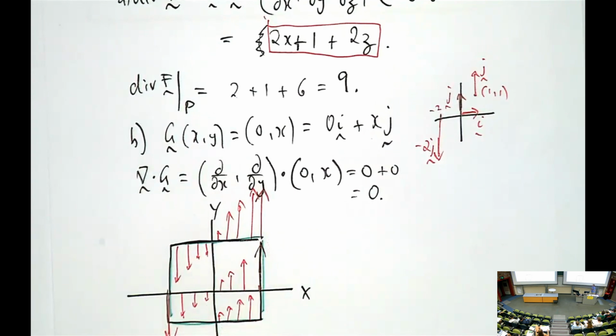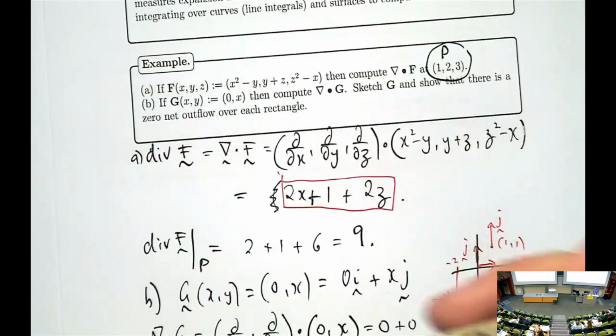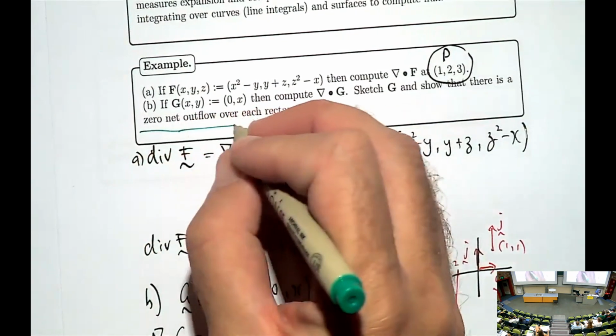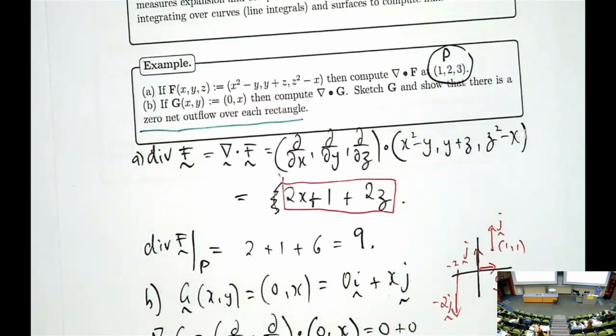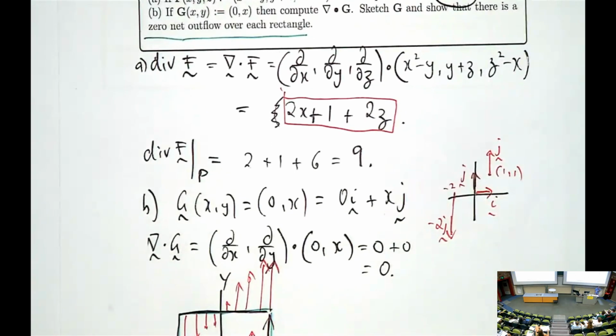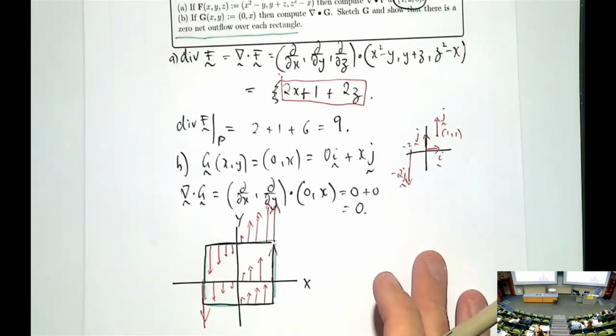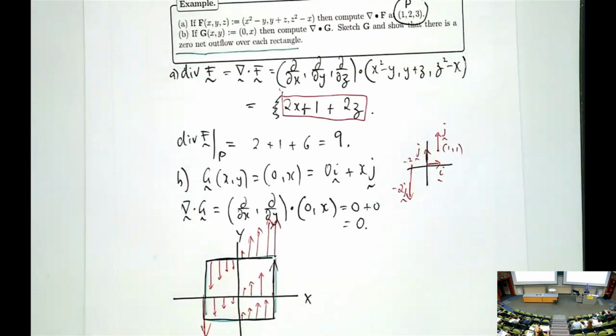Okay. Who can explain to me why there's a zero net outflow over such a rectangle? Who can tell me? Just from the picture. The vectors are equal and opposite, so they cancel each other out. Yeah. Is that what you're going to say?